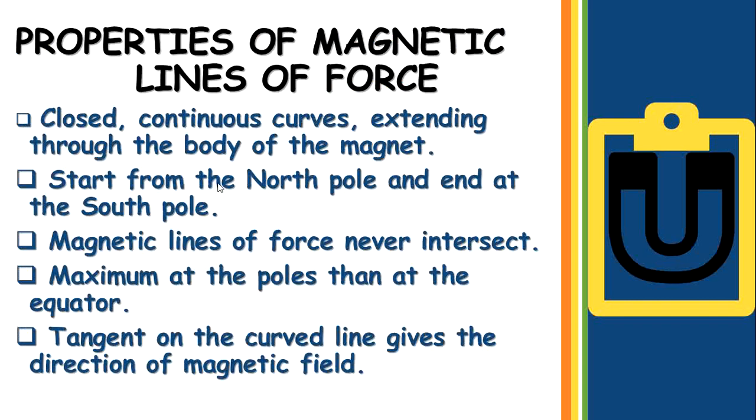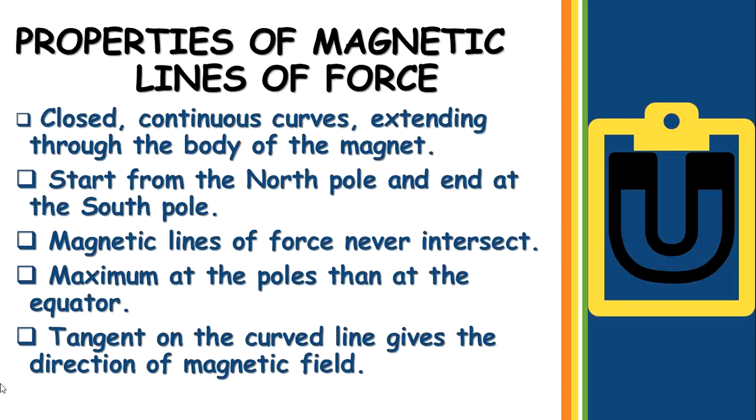Now, let us see the properties of magnetic lines of force. First property, it is a closed continuous curve extending through the body of the magnet. Magnetic field lines start from the North Pole and end at the South Pole.